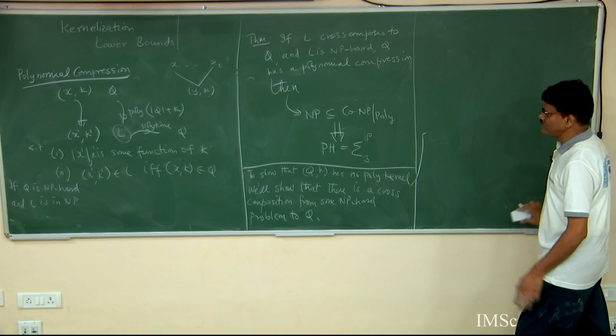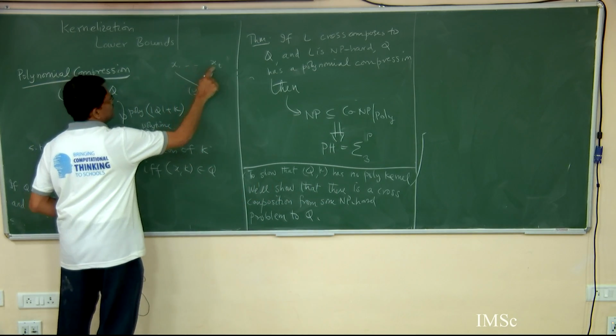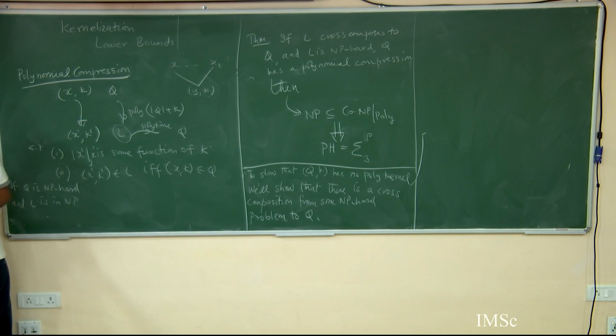Now, there is some technicality which I am just omitting. How are these t instances? You start with some t instances and you are going to compose them. Typically, these t instances are going to be graphs on n vertices and m edges, and some k is my parameter or something like that.